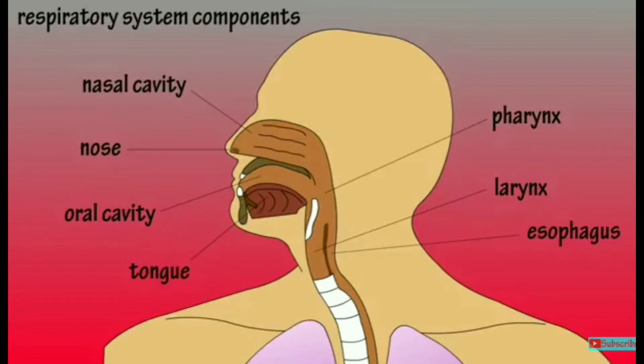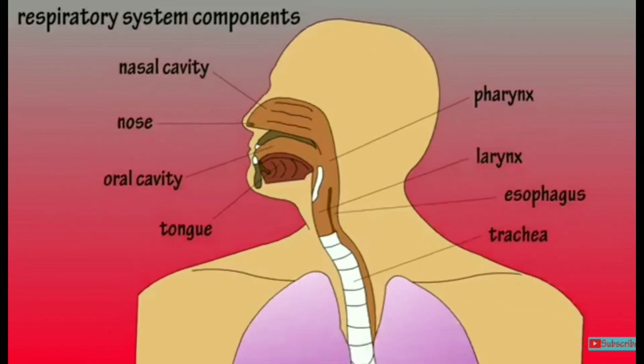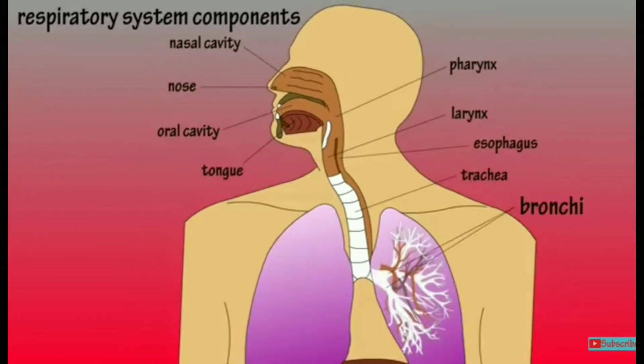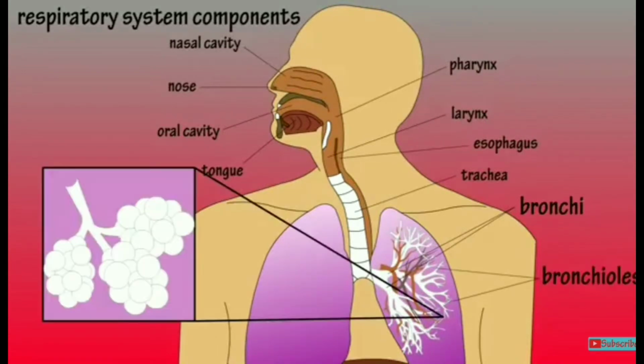Next, we have the larynx, which is also called the voice box because the vocal cords are located here. The trachea, also called the windpipe, is here, and it connects to the bronchi, which merge into smaller tubes called bronchioles. And the bronchioles connect to tiny air sacs called alveoli. And then down here is the diaphragm.